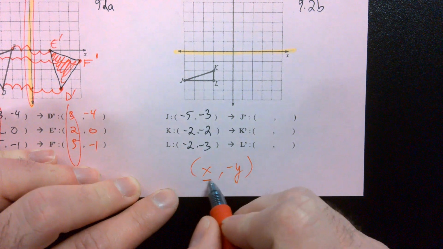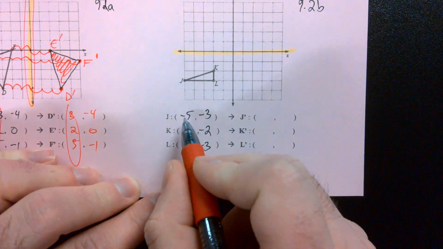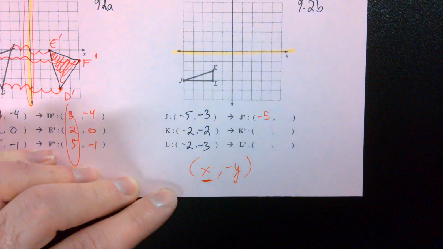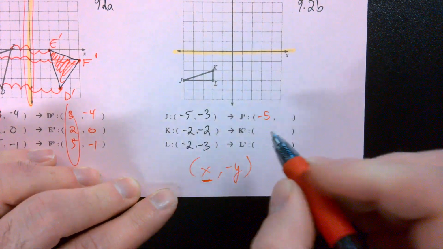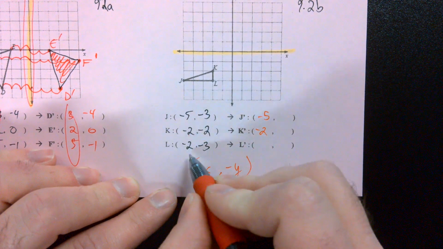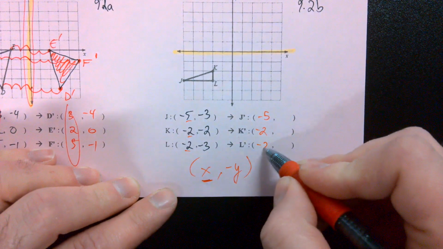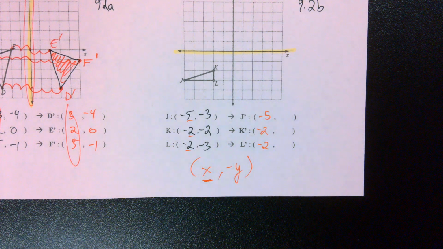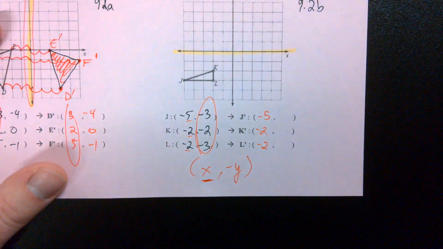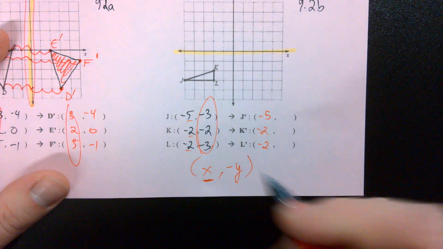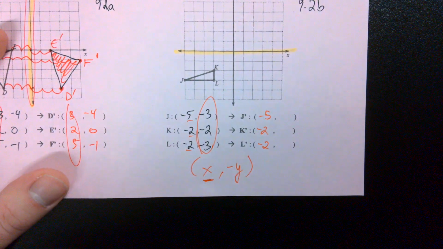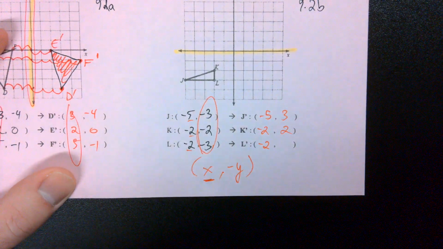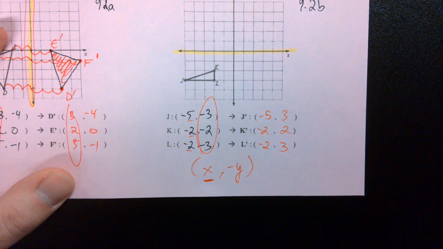So all of my x coordinates stay exactly the same. -5 in J becomes still -5 in J prime. -2 is still -2. And -2 again is still -2. What we're going to change, though, is the sign of my y coordinates. What would -3 become? +3. What about -2? +2. And -3, +3.